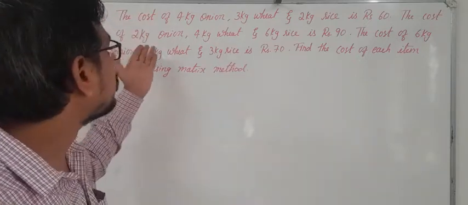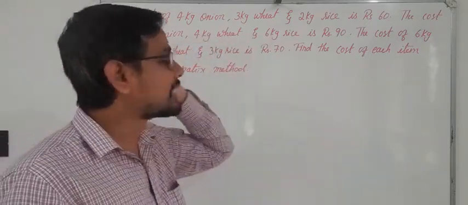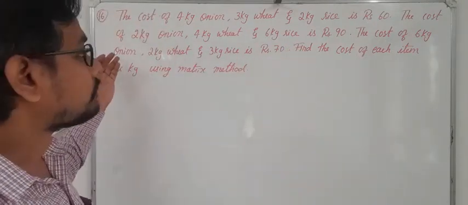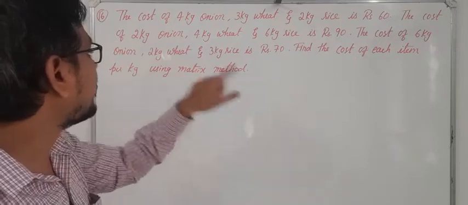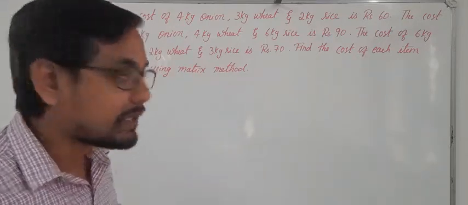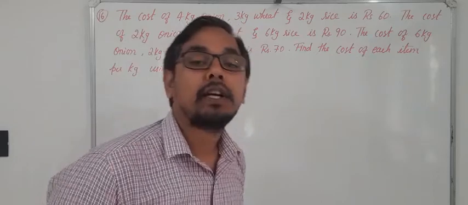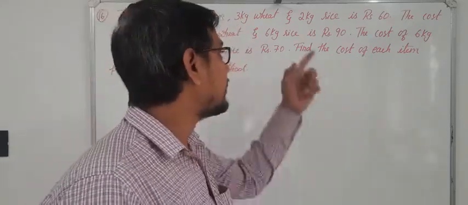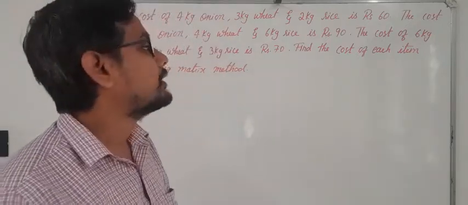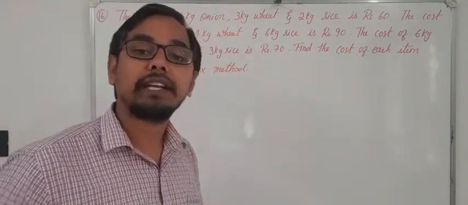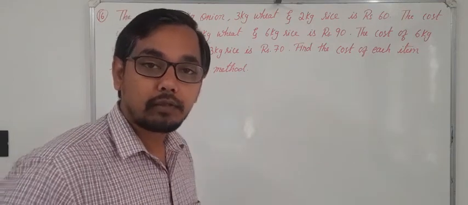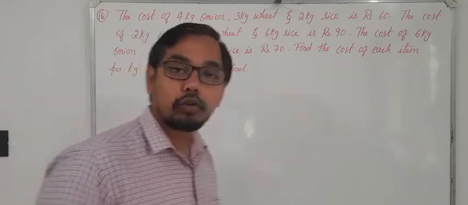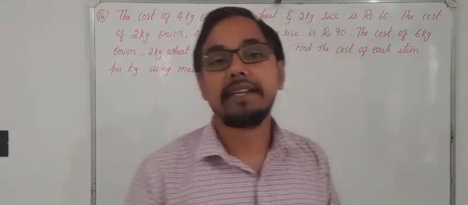And the cost of 2 kg onion, 4 kg wheat and 6 kg rice is 90 rupees. Similarly, the cost of 6 kg onion, 2 kg wheat and 3 kg rice is 70 rupees. So they have 3 items. Collectively, the cost of all 3 items with different weighings, they have given it as 60, 90 and 70. So we need to find the cost of each item. So how to proceed with that? When we don't know the cost of each item, let us assume it as x, y and z.